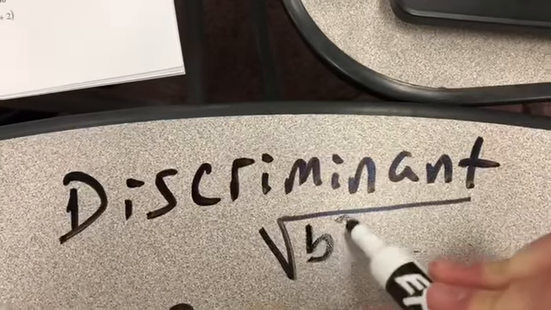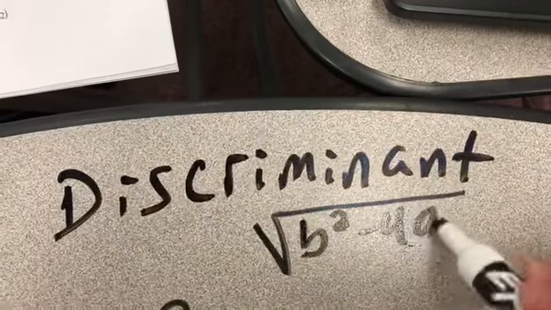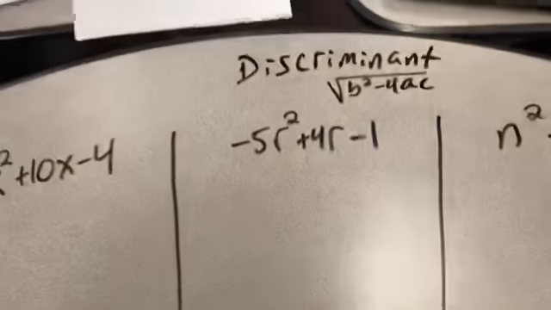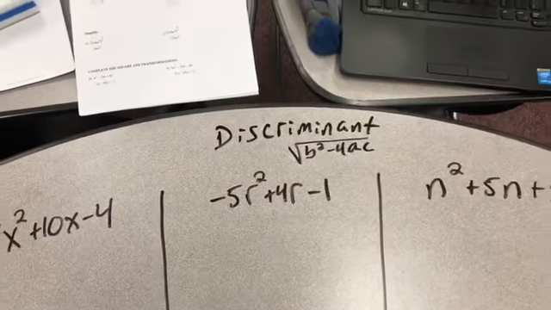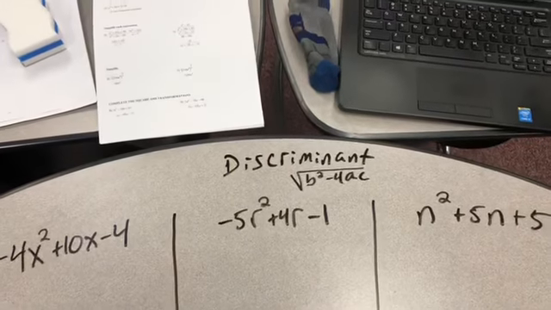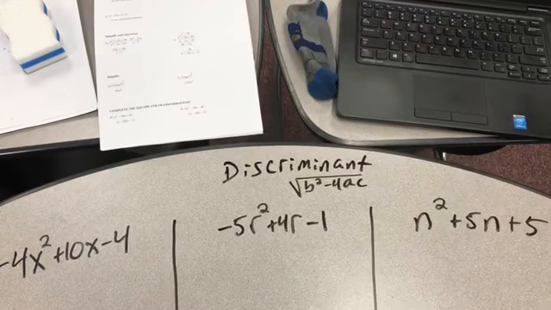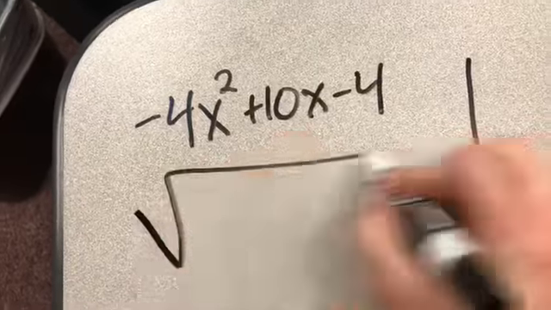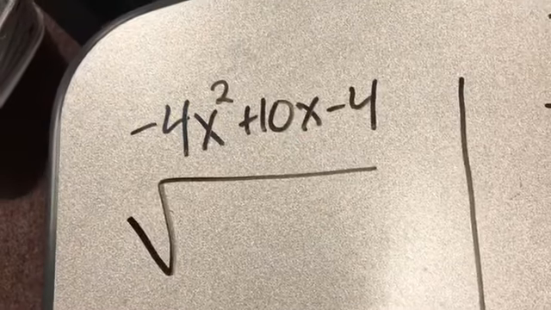And so we're just going to do b squared minus 4ac, get it down to one number, and then analyze it. So we're going to do that for 3 different quadratics and decide what that discriminant tells us about that quadratic, if it's factorable or prime. So for each one, we're going to set up the square root of b squared minus 4ac.